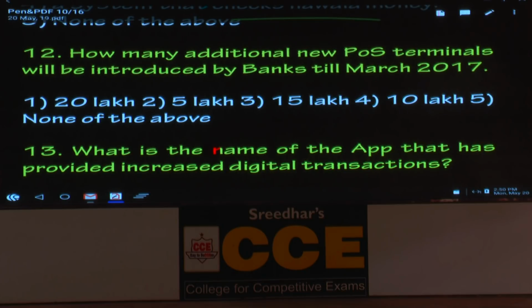How many additional new POS terminals will be introduced by banks till March 2017? Where is it? All of you please go to, I think page 4 clearly mentioned. Banks have targeted to introduce additional 10 lakh new POS terminals by March 2017. So which option is that? Easy or difficult? Clearly mentioned, you have to go there and find out.